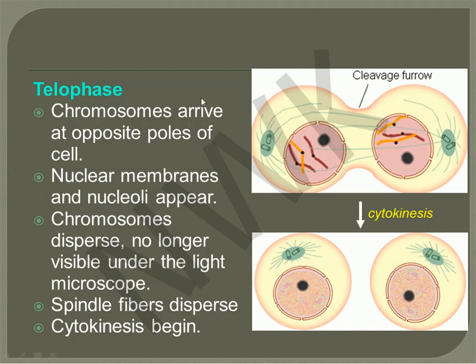During telophase, the chromosomes arrive at the opposite ends. At this point, the nuclear membrane and nuclei reappear. And then the spindle fibers will disperse. Now it proceeds to cytokinesis. Cytokinesis means division of the cytoplasm. So after telophase, you proceed to division of the cytoplasm.